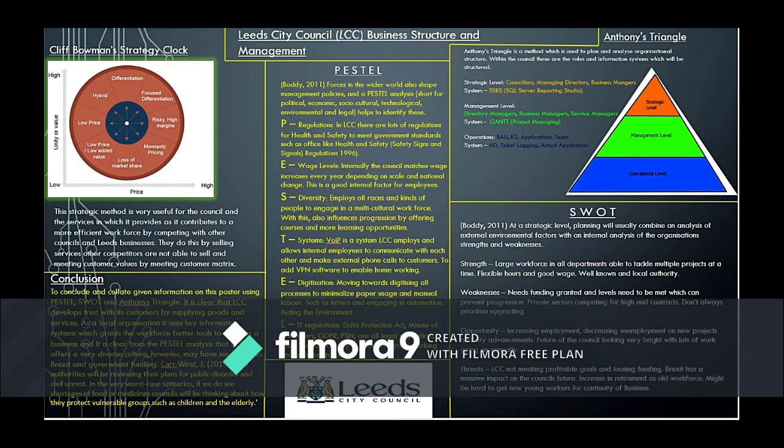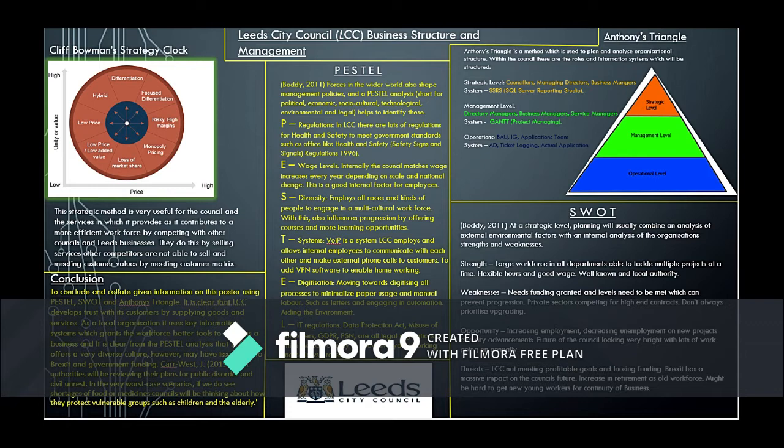Moving on to cultural. The council employs all races and kinds of people. Diversity means employing all races and kinds of people to engage a multicultural workforce. With this, it also influences progression by offering courses and more learning opportunities.